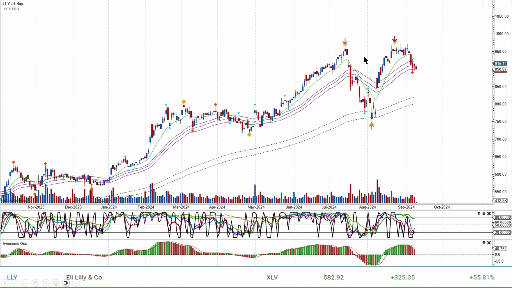Now we get the pattern. We get the steep correction. This is Eli Lilly, and this is the correction that we got in August. We had the sell-off. This was purple, the purple arrow, and this was the gray arrow. And then we had the steep correction into the tunnel. Okay, remember this. And then we gapped higher and we took off.